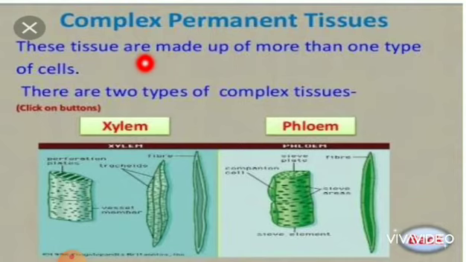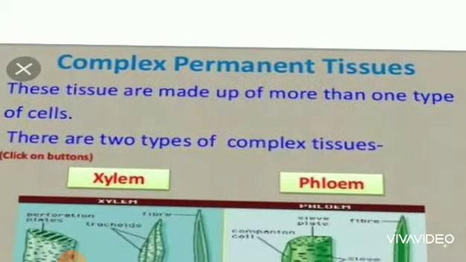What are complex permanent tissues? These tissues are made up of more than one type of cells. There are two types of complex tissues. What are they? Xylem and phloem. These are the types of complex permanent tissues.